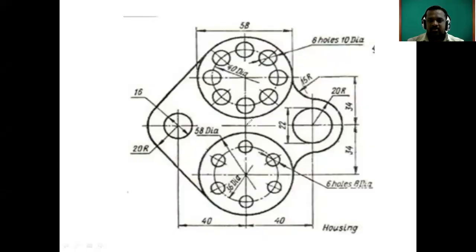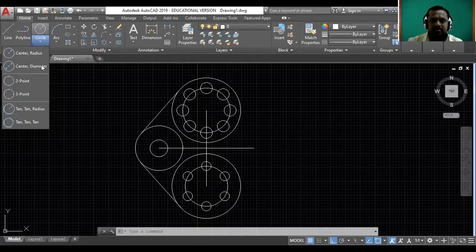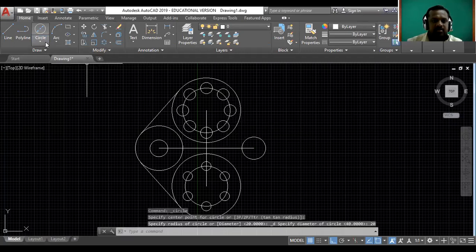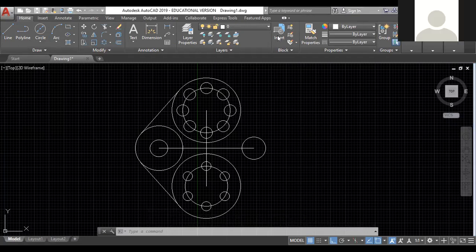Again, we have already drawn this horizontal line at 40. Here we have to consider the center point, and then draw this circle of diameter 22. And again from this point we have to draw this circle of R20. Just remember, diameter is 22 and radius is 20. Take the line, then we have to draw the one big circle. What is the radius of this circle? 20 radius, 22 diameter.